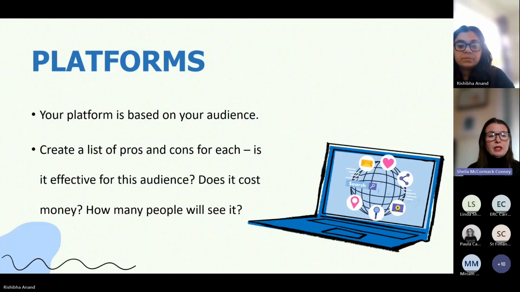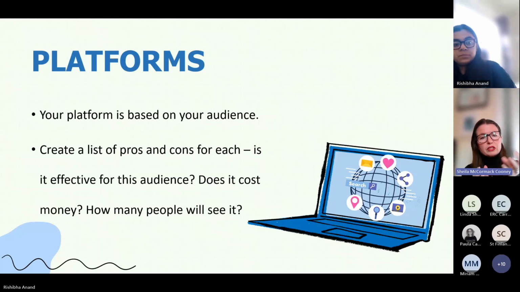Okay, so your platform is based on your audience. For each message, for each audience, create a list of pros and cons. Is this particular platform effective for this audience? Does it cost money? How many people will see it? Think about all these things with your committee when you're planning a campaign. You start with your message, you think about who you're sending your message to, and you think about how you're going to send it to them, where.